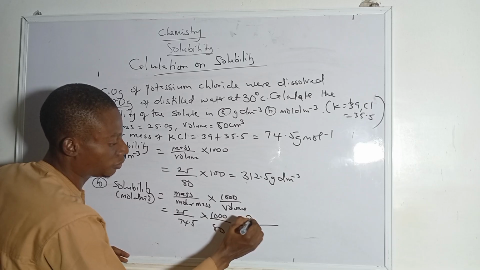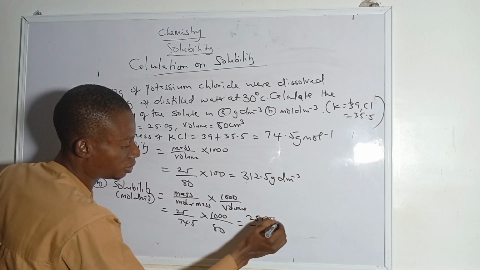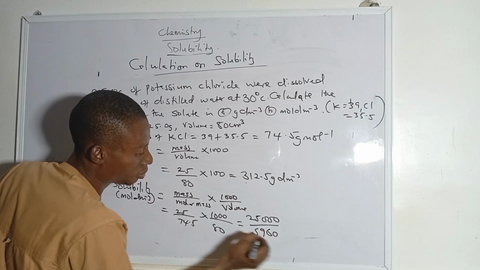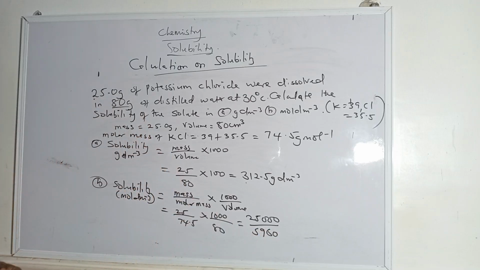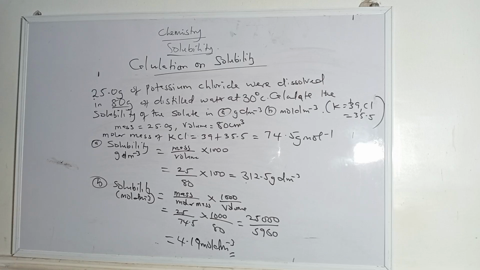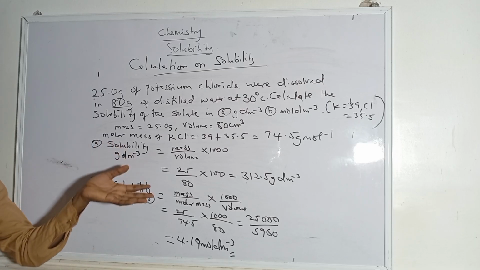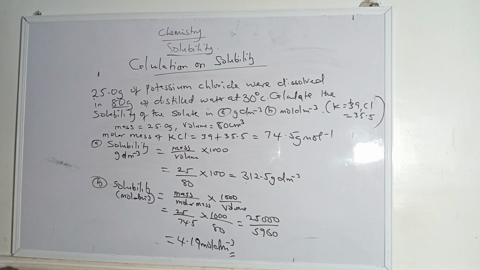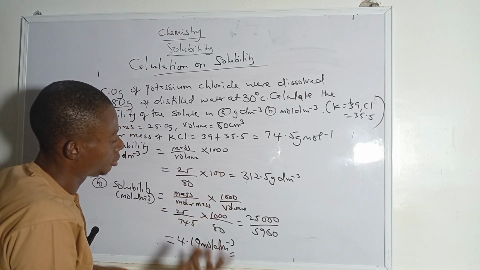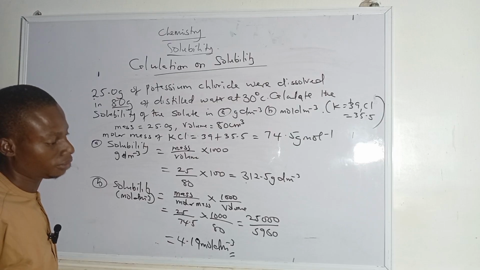So this will be 25,000. This one will be 5,960. So let's use the calculator to divide that. So that's 4 points. So how is it clear? You can see that it's very straightforward with the formula. Just substitute into the formula, and you get your answer immediately.